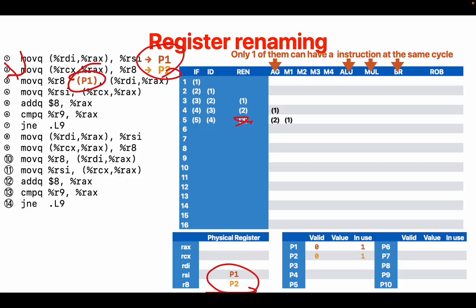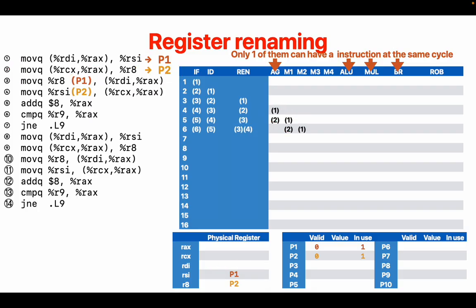No, because of what? Because the R8 is not ready yet. Or sorry, the P1 is not ready yet, right? So at the next cycle, I can continuously advance these 2 instructions, but not instruction 3. However, I can try to rename one more instruction, put that in the queue, right?